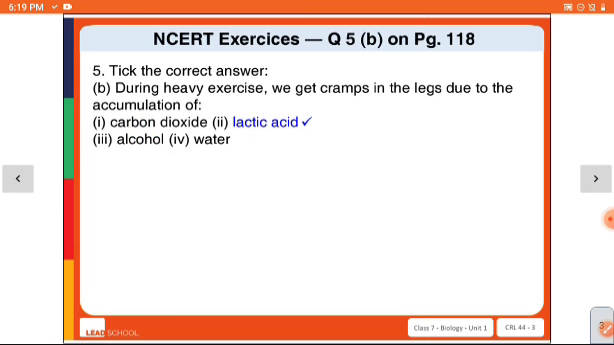Question number 5 on page number 118, tick the correct answer. During heavy exercise we get cramps in the leg due to accumulation of: carbon dioxide, lactic acid, alcohol, or water. The correct answer is lactic acid. That is the reason for cramping in the legs and arms.